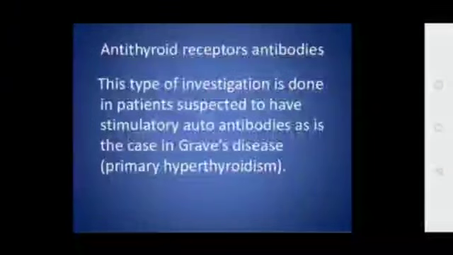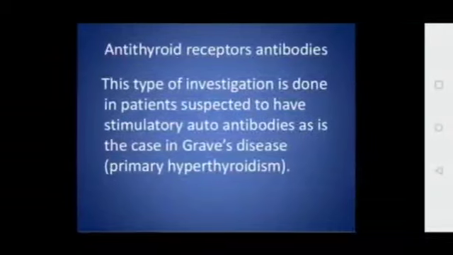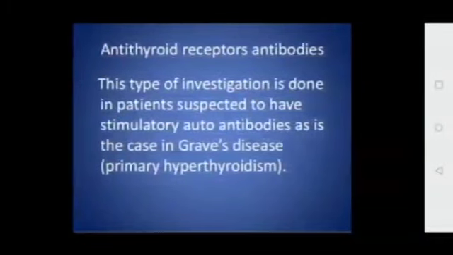Okay, what are the other investigations? Anti-thyroid receptor antibodies. This type of investigation is done in patients suspected to have stimulatory autoantibodies, as in the case of Graves' disease. Okay, and that is primary hyperthyroidism.